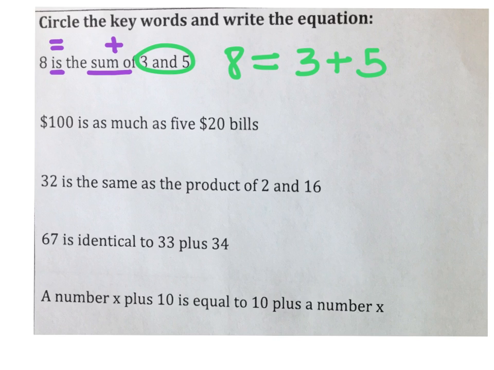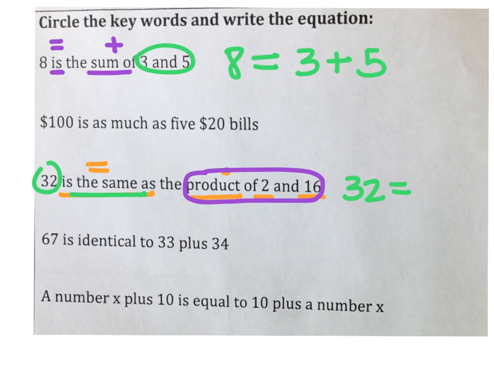All right, let's try another one. Let's go down to this one. It says 32 is the same as the product of 2 and 16. All right, I see this key phrase, is the same as. Again, that means equals. And then it says the product, which means I multiply. I'm going to multiply 2 and 16. So let's write the sentence. It says 32 is the same as, so I'm going to put an equal sign. And then it says the product of 2 and 16, so I'm going to multiply those. I'm going to use parentheses: 2 and 16 multiplied. So there is my equation. I just transferred that word sentence into an equation.